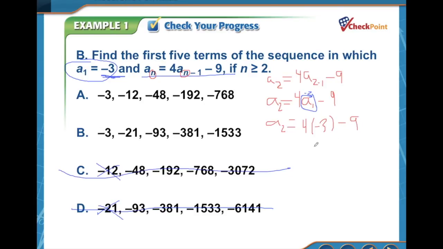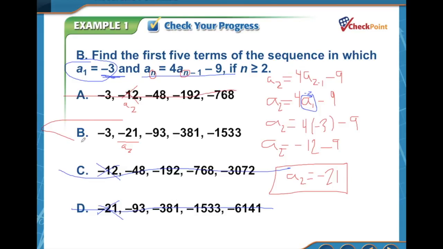Now we just need to follow order of operations. So multiply before we subtract. So second term equal to negative 12 minus 9. So my second term is equal to negative 21. Now if we look at our answer choices, we actually don't need to do any more work because option B has negative 21 for our second term. But the second term in option A is a negative 12. So we know that has to be wrong. So there's only one thing left.